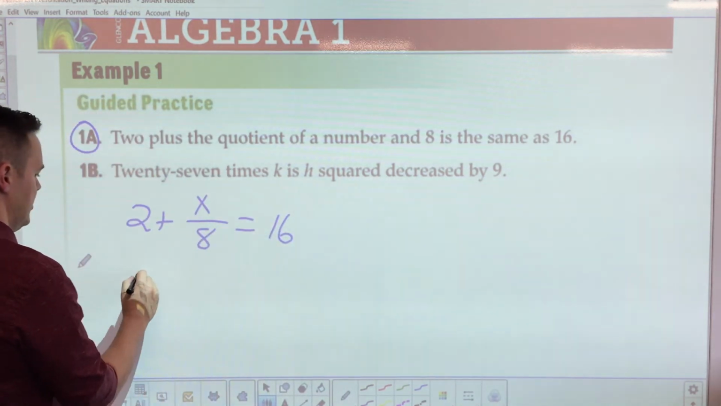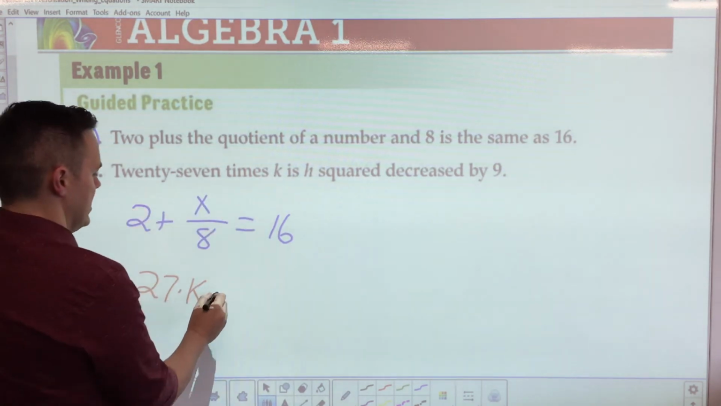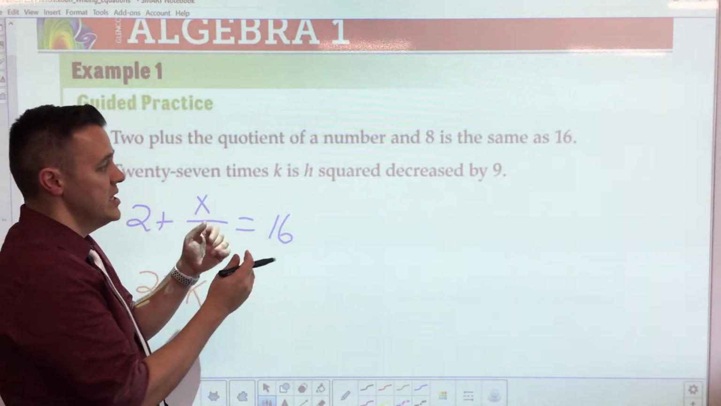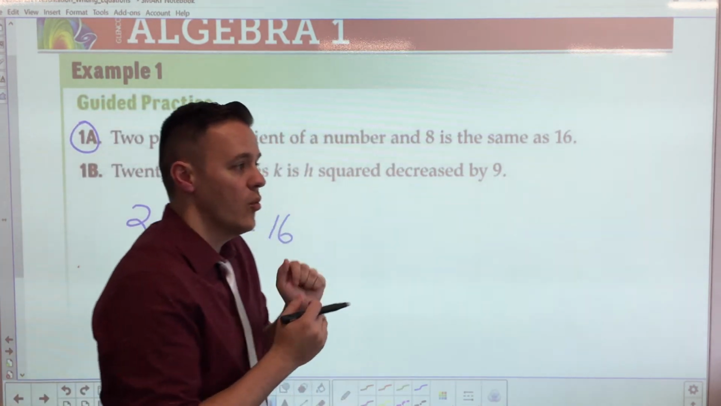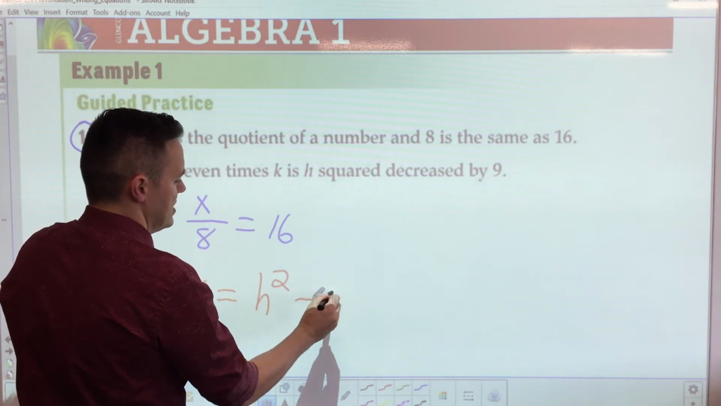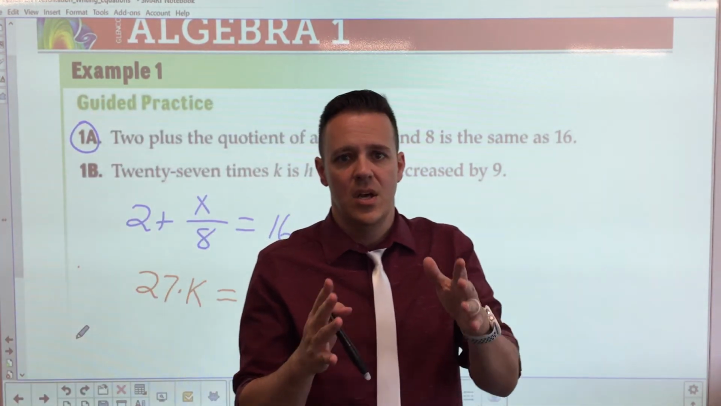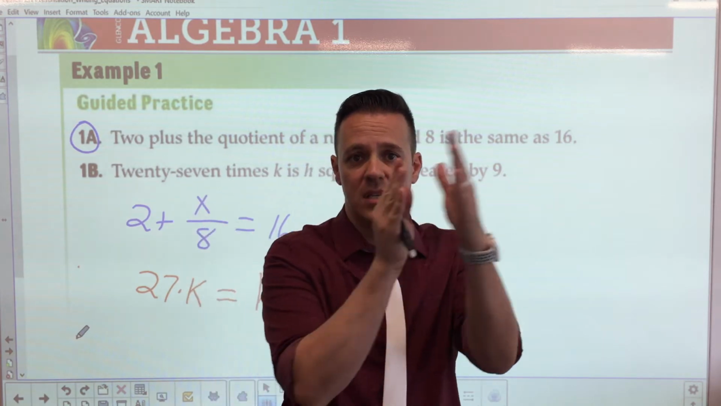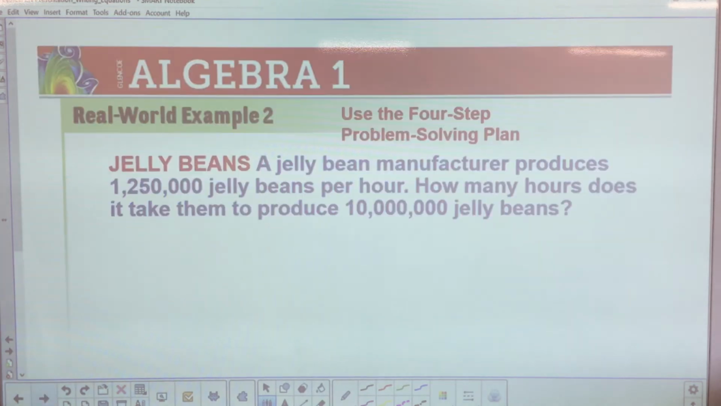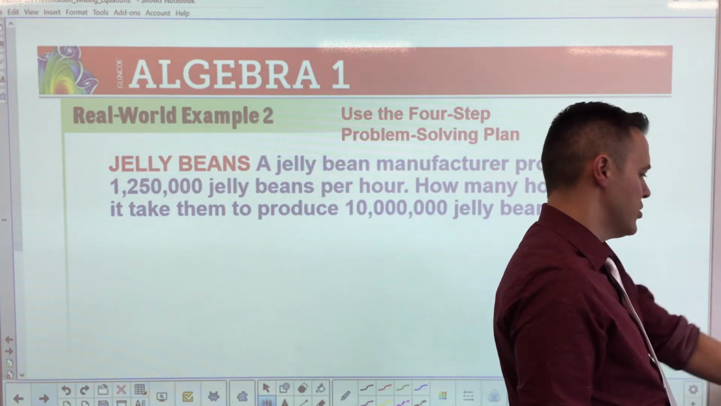27 times k equals h squared decreased by 9. Now in this instance, guess what you do? You write it just like it says because the variable's in the front, so it would be h squared minus 9. Hopefully you all got that. So with "less than," always understand that the variable is going to be in the front and the number in the back. I know when we had our quiz in the first chapter, a lot of people got stumped by that. Please don't. Now turn your page to page 80.